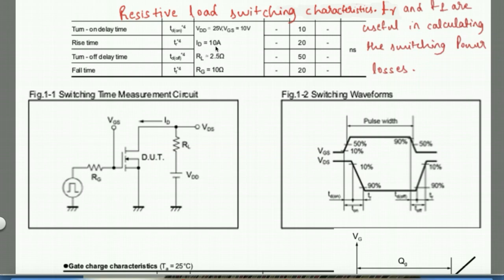In a normal application, the drain current through the MOSFET keeps changing. Accordingly, these delay times will be changing. Here is the measurement circuit used for measuring the switching times, and then the parameter definitions for the various switching parameters.